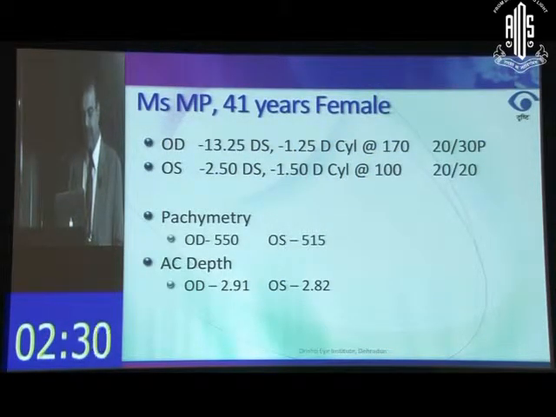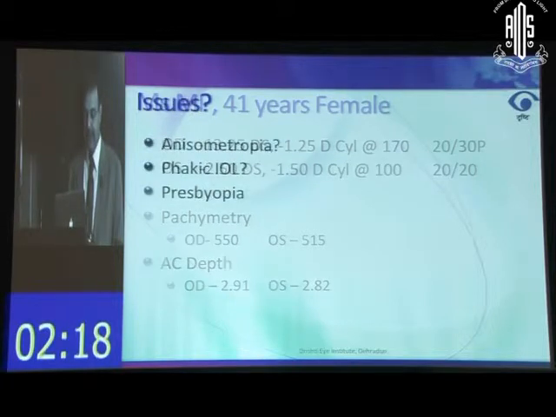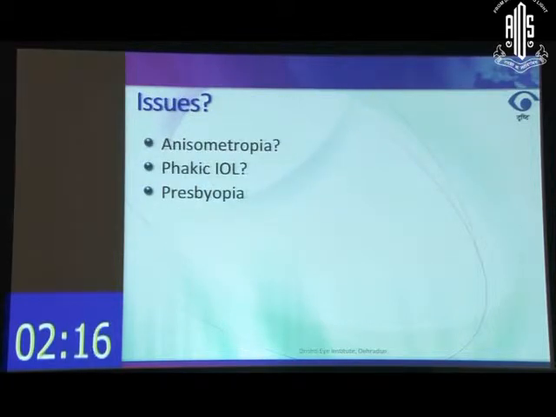AC depth is adequate for an ICL, so it's a 2.91 in the right, but in the left we don't have enough AC depth for comfortably putting in an ICL. So you have two eyes which are different in several ways. How would you manage this? So let's start with Dr. Ramamurthy first. Okay, so Kumar.